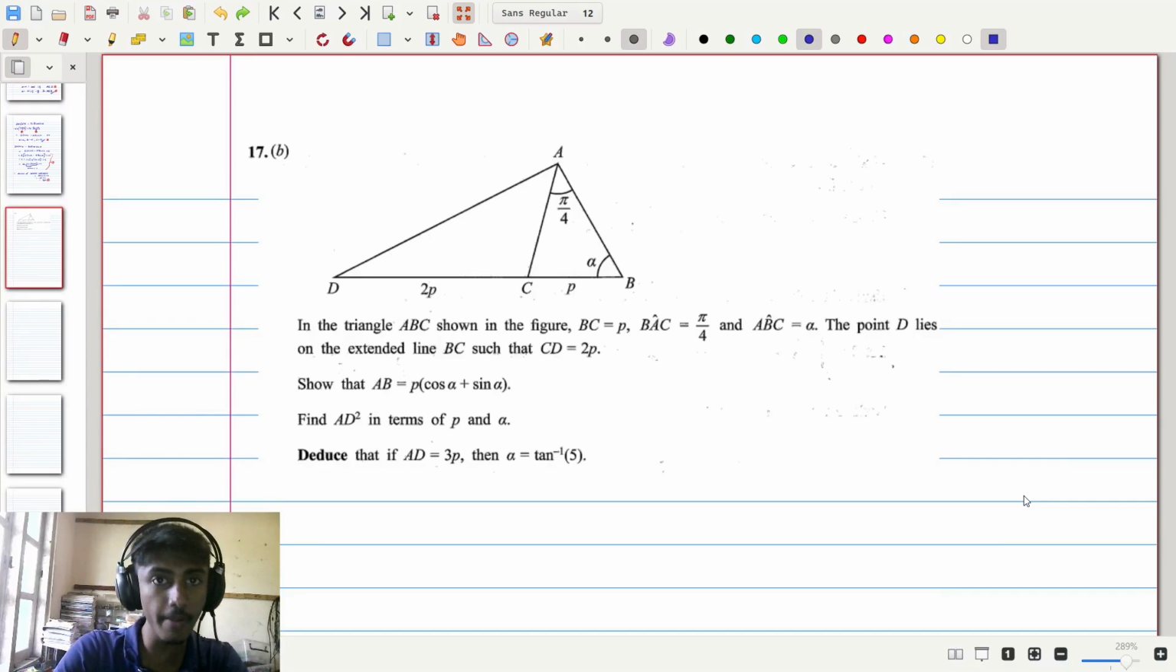2024 A-Level Combined Mathematics Paper 1 Part B, Question number 17 Part B. Part A of the same question was discussed in a previous video, link in the top right, and Part C of this question will be discussed in a future video, link in the top right.